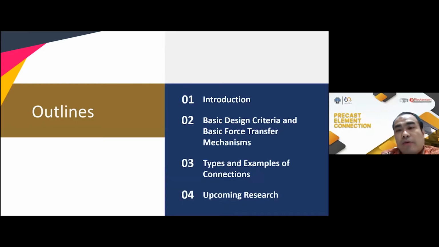Okay, so now I will enter the presentation. My presentation outline is: first, I will start with the introduction; second, I will talk a little bit about the basic design criteria and the basic force transfer mechanism. For that one, I will maybe skip a lot of slides because Mr. Nishant already explained in more detail about the many connections. The fourth will be the upcoming research that we will be doing at Petra Christian University.